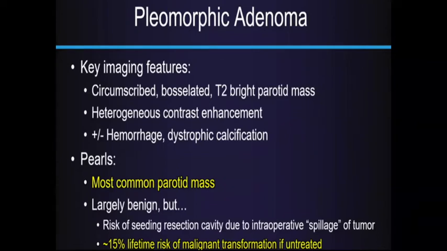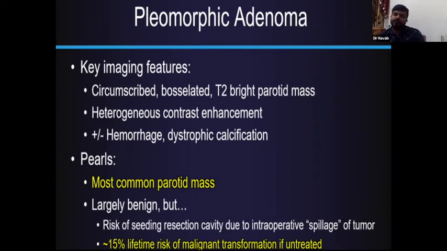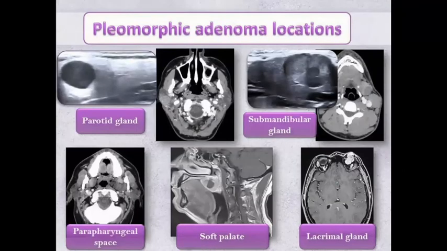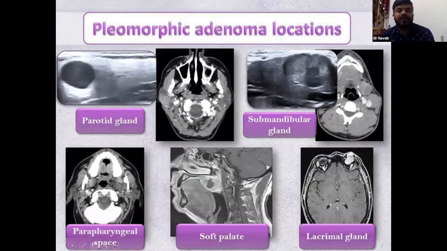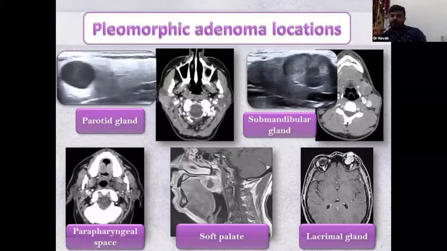Then I can see it in the other salivary glands, and ectopic salivary glands. What about the lacrimal gland? Yes, you can see it in the submandibular gland. I already told you this is the commonest tumor in the parapharyngeal space. Then you can also see it in the soft palate. In the last image you can see a lacrimal gland lesion. These are all the other locations of pleomorphic adenoma.